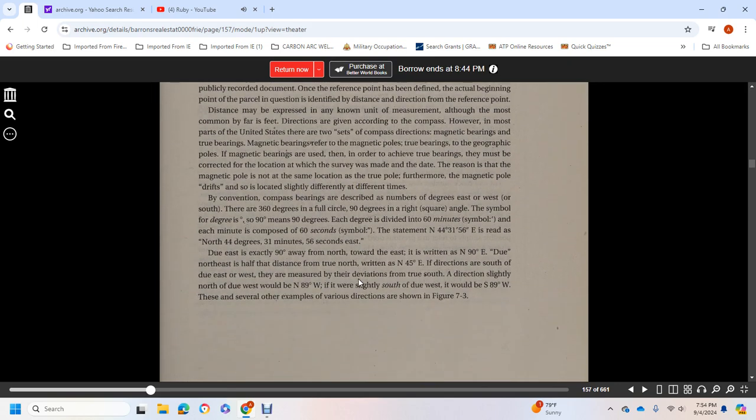Distance may be expressed in any of the known measurements, although the most common by far is feet. The direction is according to the compass. However, in most parts of the United States there are two sets of compass directions, magnetic bearings and true bearings. Magnetic bearings refer to the magnetic poles, true bearings to the geographical poles. In order to achieve true bearings, magnetic bearings must be corrected by the location at which the survey was made and the date, for the reason that the magnetic pole is not in the same location as the true pole. Furthermore, the magnetic pole drifts, so it is located differently at different times.